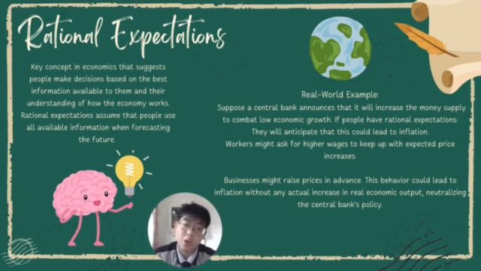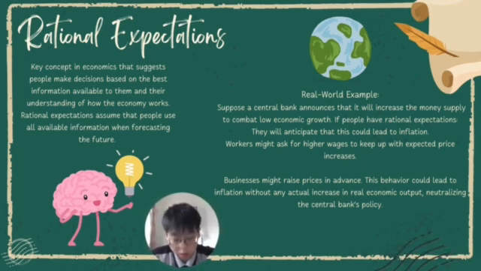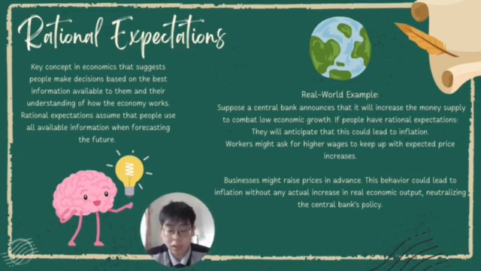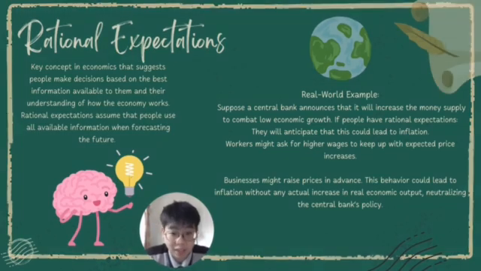So this theory helped to explain why traditional economic models that don't factor in changes in expectations can sometimes fail to predict real-world economic outcomes accurately. And I will continue with the implications of rational expectations in a real-life example in the next slide.